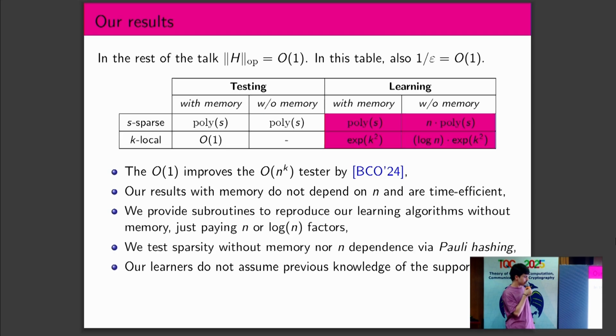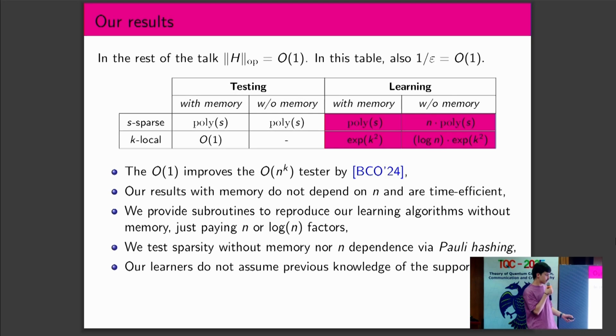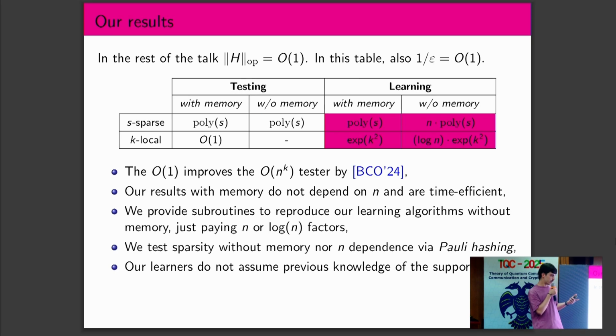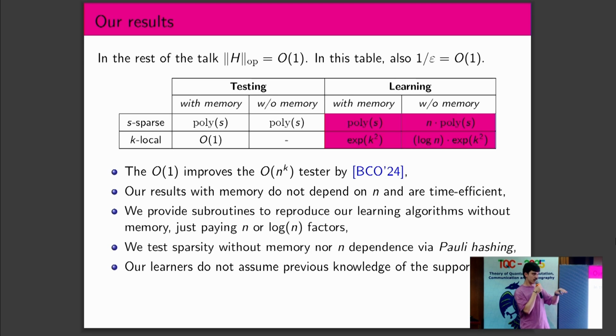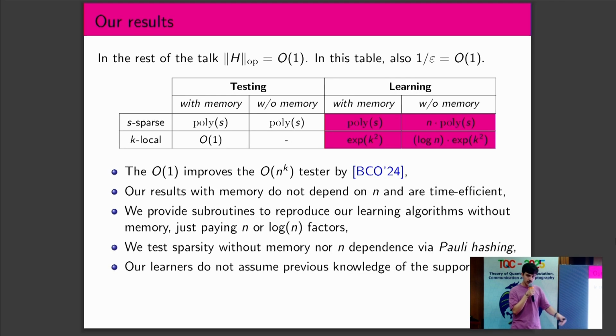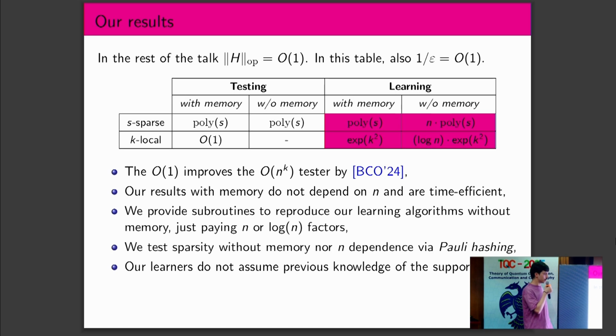Okay, so the next thing that we are going to say is that our learners do not assume previous knowledge of the support. So we do not assume which are the Pauli coefficients that we have to guess, but we first find those that are not zero, and then we learn those.